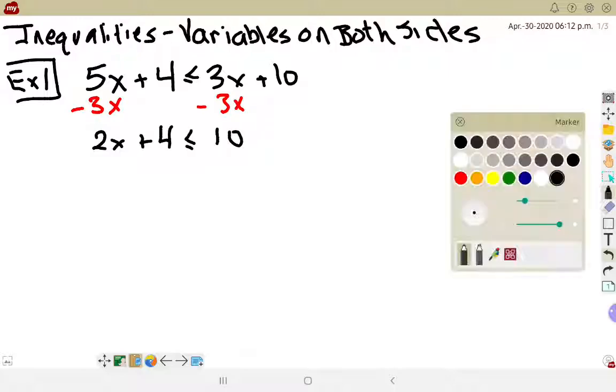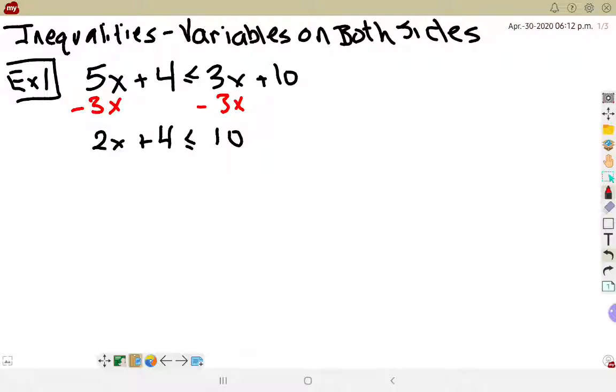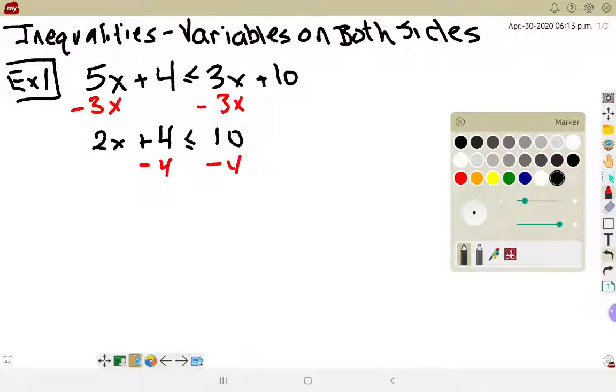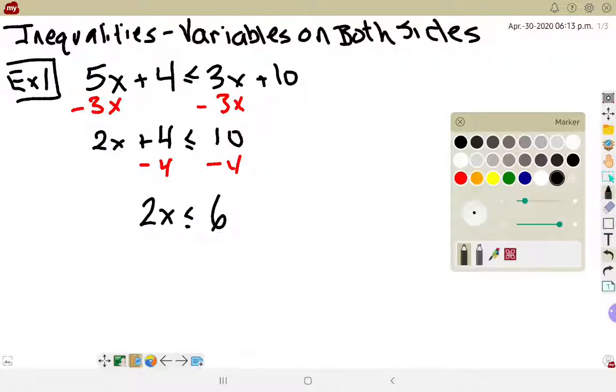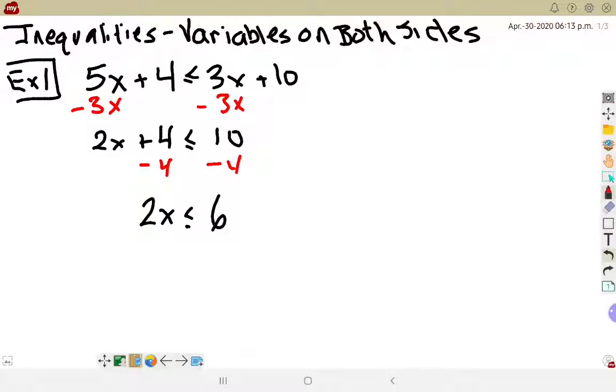Now I'm going to get rid of the constant, so I'm going to subtract 4 from both sides, and now we're left with 2x is less than or equal to 6, and then simply divide both sides by that coefficient of 2, and we now have that x must be less than or equal to 3.